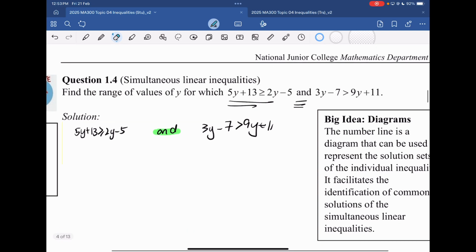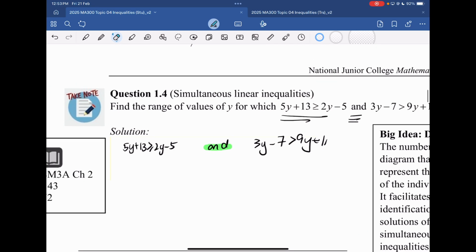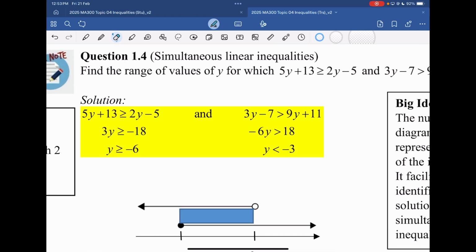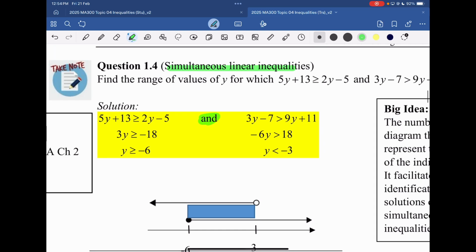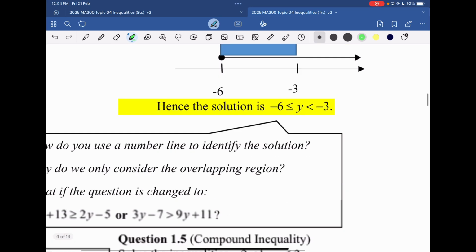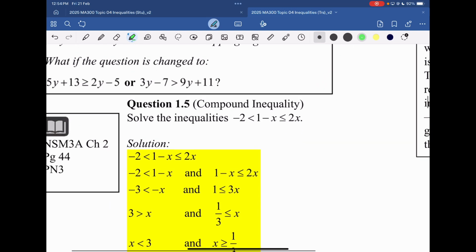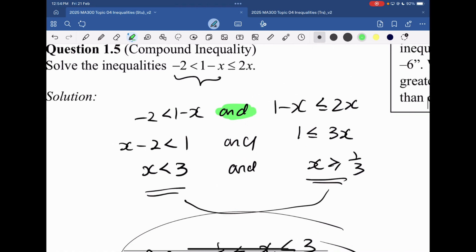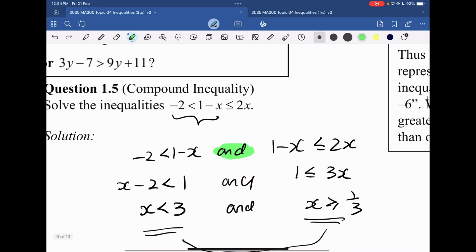Okay, so listen up. For question 1.4, when you do simultaneous linear inequality, you need to put and. Whoever is marking will need to see and. You must write down and. Same for this. How do I solve this? What does this mean? This means and. This means this. It means that 1 minus x is more than -2, and 1 minus x is less than or equal to x.